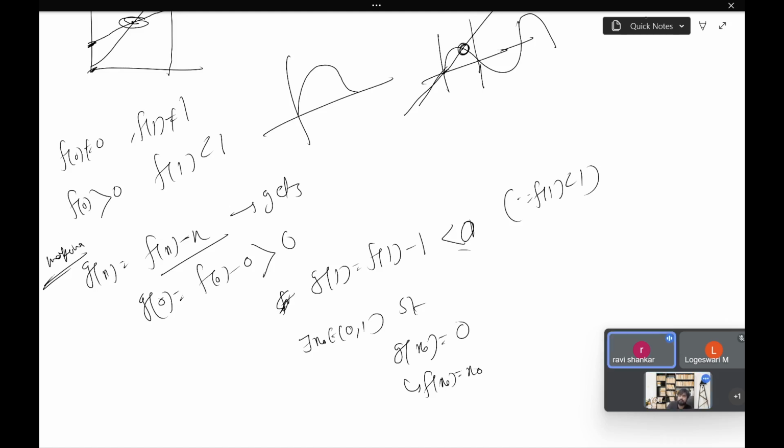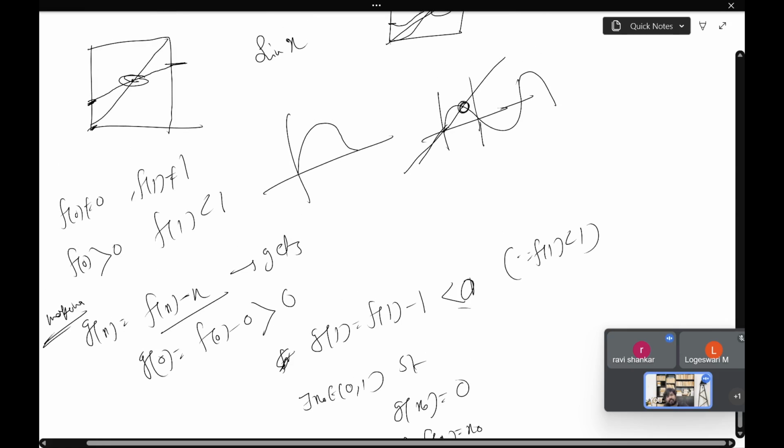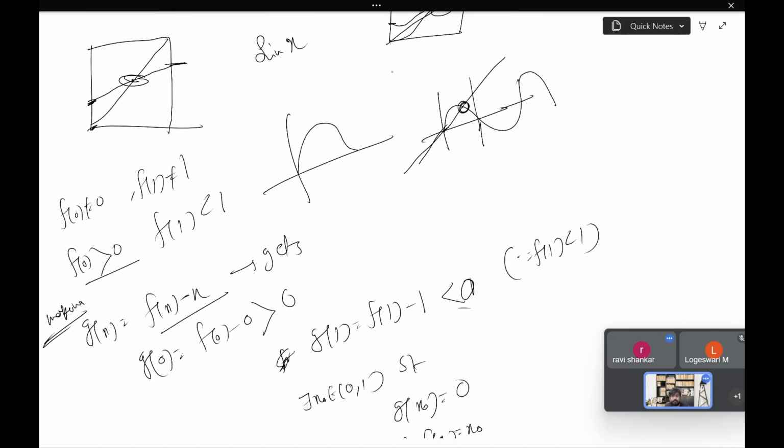Sir, is this for an increasing function or a decreasing function? No, this is the general situation. We only need f(0) not equal to 0 and f(1) not equal to 1, which implies f(0) is greater than 0 and f(1) is less than 1. That's it. It has nothing to do with only the domain 0 to 1; if the domain is different, we can't say.